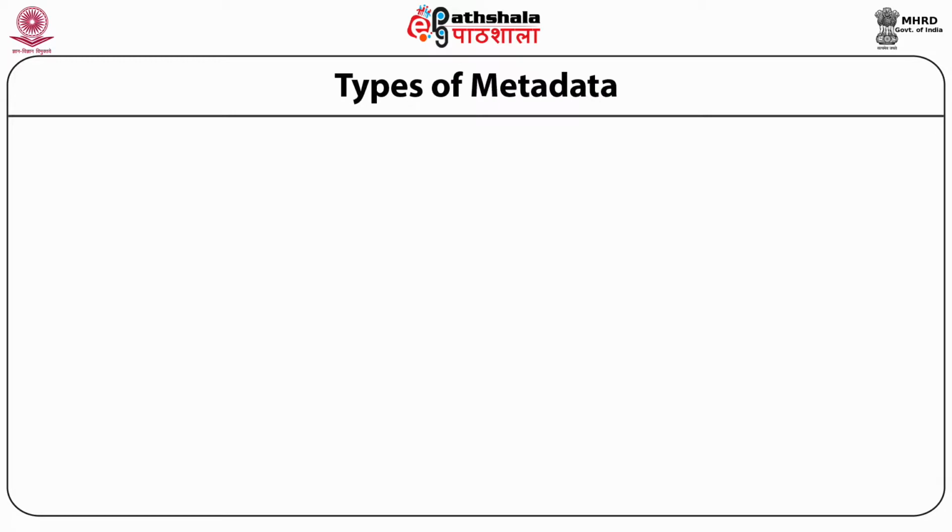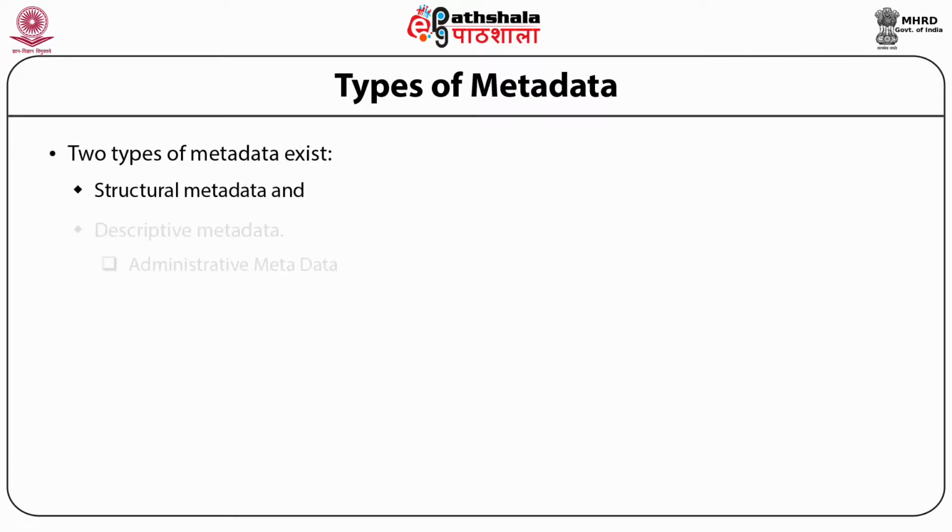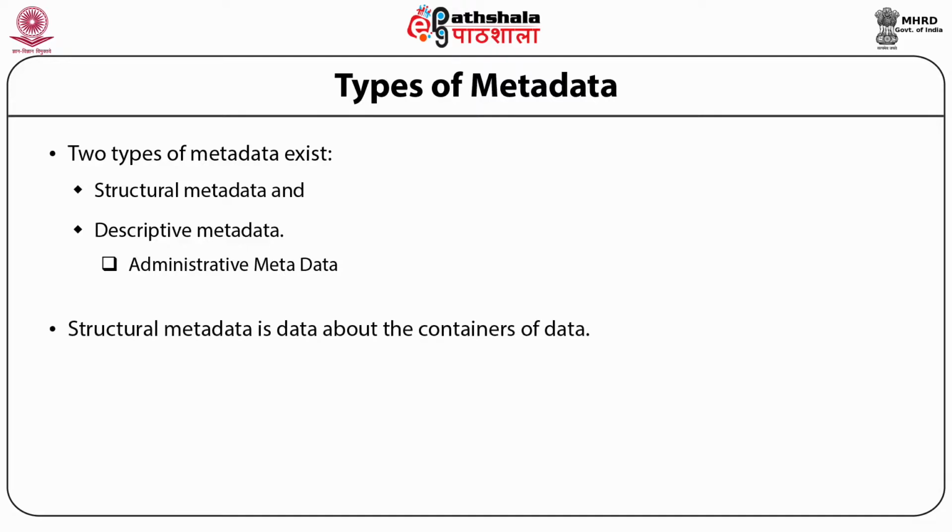Types of metadata. Metadata has been divided into 2 types. One is structural metadata and the second one is descriptive metadata. Let us see the structural metadata first. Structural metadata is data about the containers of data. In simple terms, it is the contextual and organizational description of the data elements such as author, publisher, co-author, physical description, collaborator, subject, file formats, and so on.